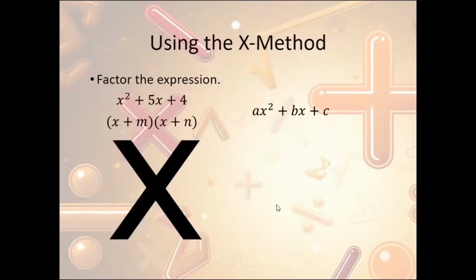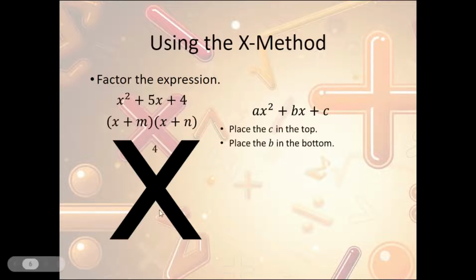And the way we do it is by using the x method. So we're looking at the same question, and here's what we do. We place c in the top. So c is 4, so this goes up here. Then we place b in the bottom. B is the middle number, so this goes here. Now we're going to write out the factors of c. So what are the factors of 4? Well, we have 1, 2, and 4.